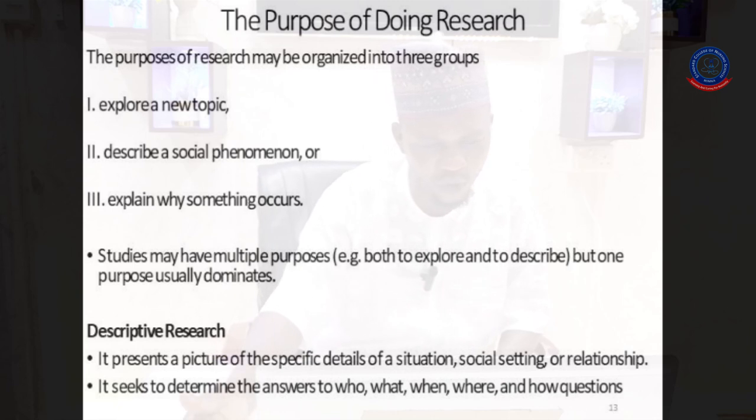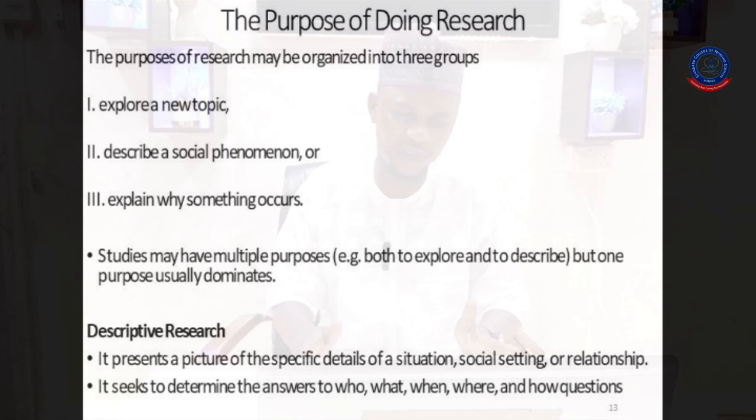To further explain all this, the studies may have multiple purposes. The first one is both to explore and to describe, but one purpose usually dominates. Do you want to explore? You only want to know? You want to see? That is all? Or you want to describe? So one must take precedence over the other one.